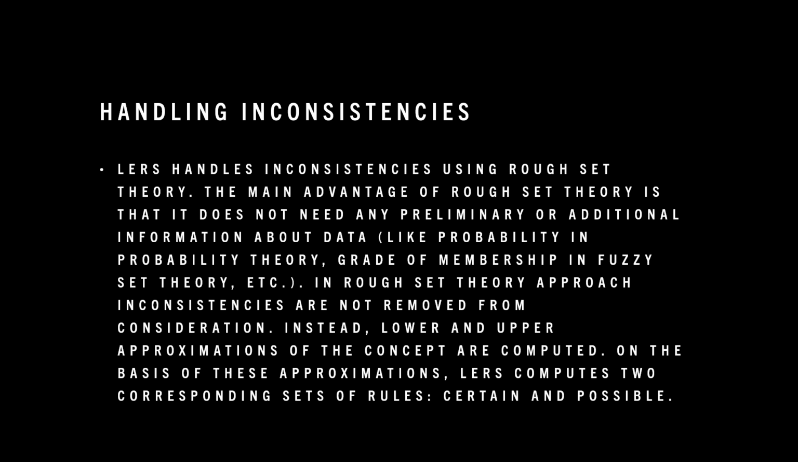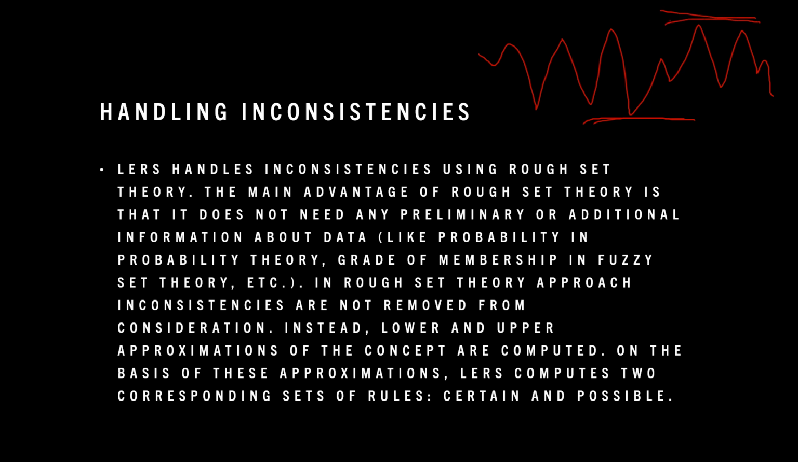To be more clear, say we have a data whose graph is inconsistent and goes like this. So what the rough set does is that it approximates to the lower bound and the upper bound of the data and then generates rules based on these approximations. And so we have two types of rules generated, which will be the certain rules and the possible rules. Let us see in detail regarding the rough sets down the presentation.